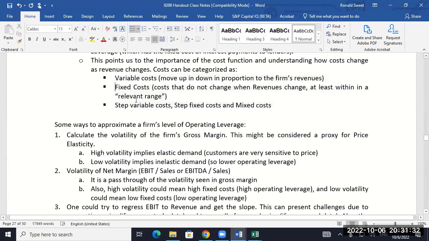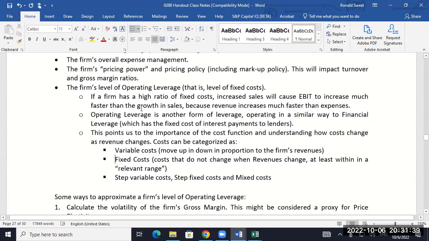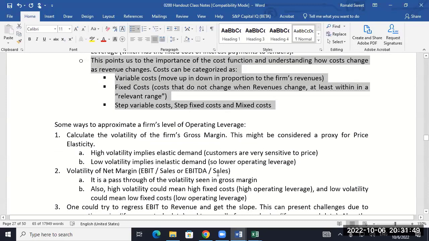Even for a Walmart and a Costco, their cost of goods sold is variable. That goes up and down with revenues, but once you get below the line, they tend to be fairly fixed costs. So it's hard to do that contribution analysis with real life firms, the major firms, because they just have so many fixed costs.